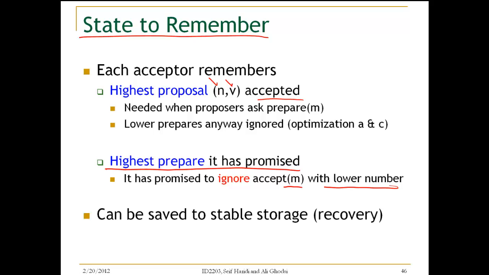And to make the algorithm run in a fail-recovery model, an acceptor always has to store these 2 pieces of information in a stable storage. And once an acceptor starts again, it reinitializes the highest proposal and also the highest prepare it has promised. So this now gives us an algorithm for Paxos for the fail-recovery model.